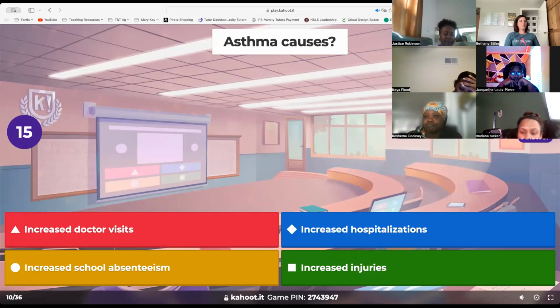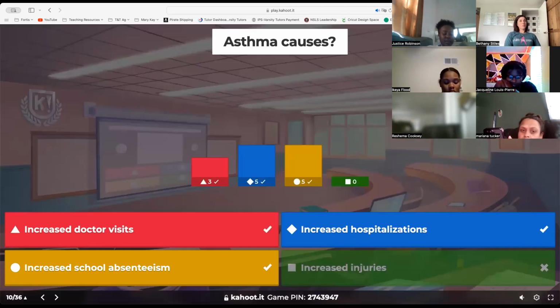What does asthma cause? So asthma causes increased school absenteeism. The more often that they're having asthma attacks, they're having to come out of class or go home early for treatment. And then asthma is going to cause increased doctor visits and hospitalizations to make sure that we're tailoring that treatment regimen.